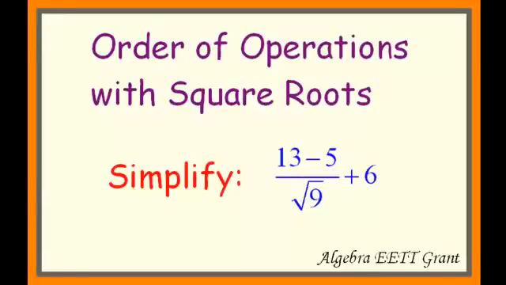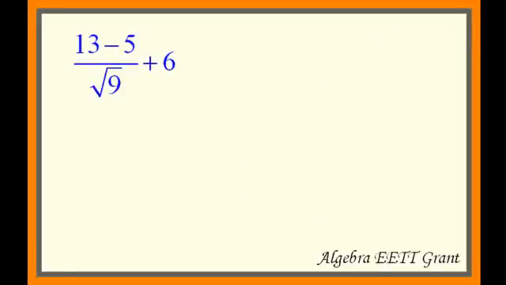Now let's do an order of operations problem with a square root. In this case, we want to simplify 13 minus 5, all divided by the square root of 9, plus 6. Well, how do we simplify that? Well, we have to deal with the square root first. Luckily for us, there is a square root of 9. It's 3. So we simplify that.